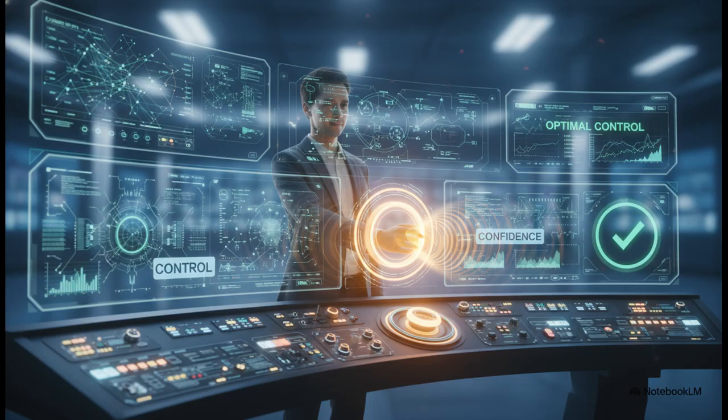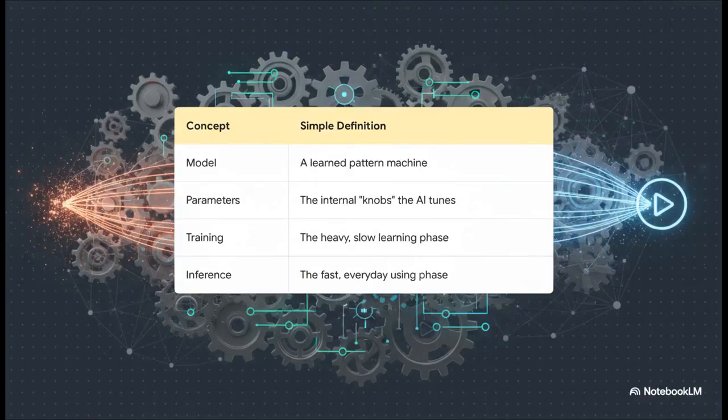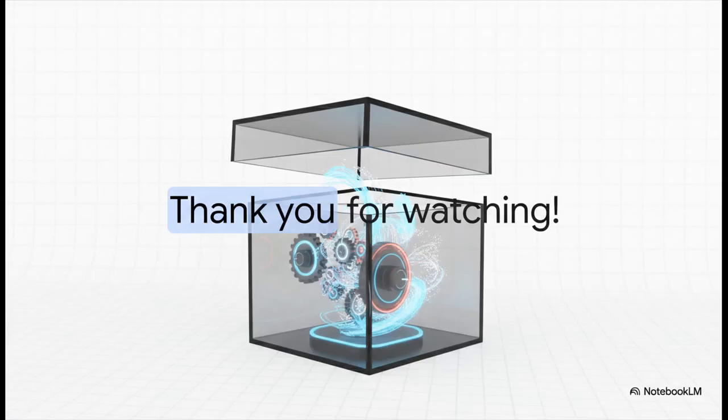And that gives you so much more confidence and control, especially in a world that's being shaped more and more by these powerful systems. So let's just do a super quick recap of our four key terms. The model, that's the learned pattern machine. The parameters, those are the internal knobs the AI tunes. Training is that heavy, slow learning phase. And inference? That's the fast, everyday using phase. Simple as that.